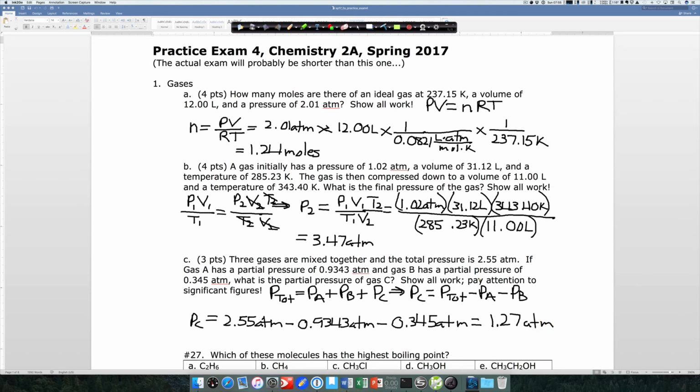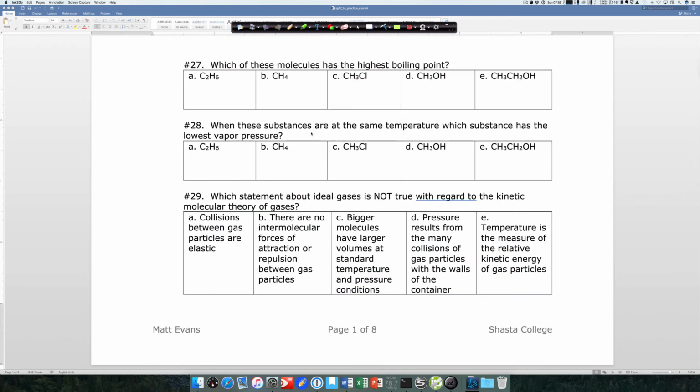Okay, so we've got 3 gas law problems that we just solved, and everything's looking pretty good. I hope I got the right answers to everything. I'm going to scroll down here in just a second, but I need to clear the screen first before I do so. Okay, just a couple of quick multiple choice questions.